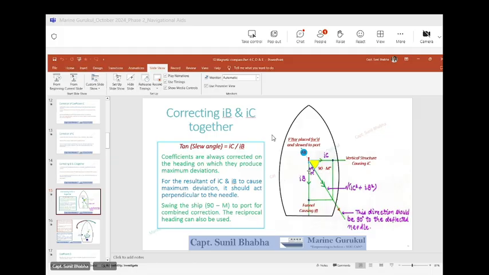Only doubt is that once we will place the flinder bar opposite to the resultant, that time only we can correct the IB and IC. No, that time you cannot correct it beta. For correction, the coefficients are corrected on that heading where they generate maximum deviation.